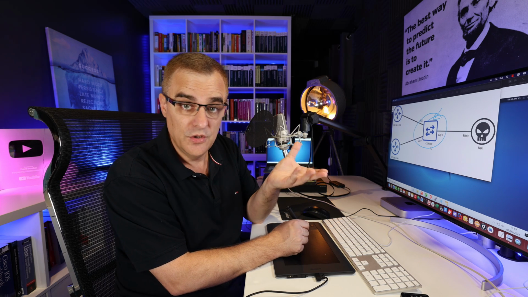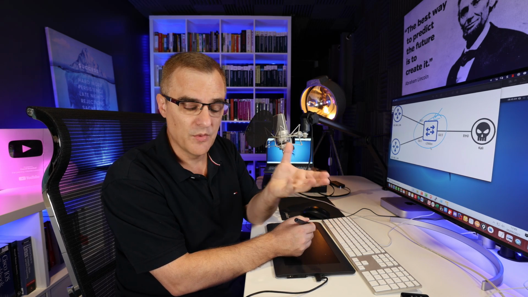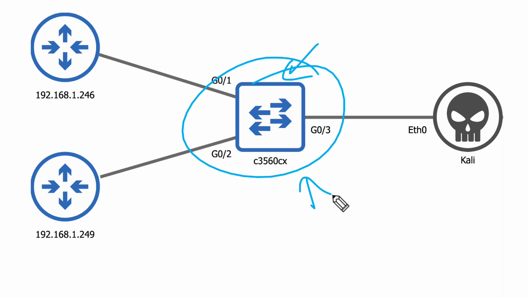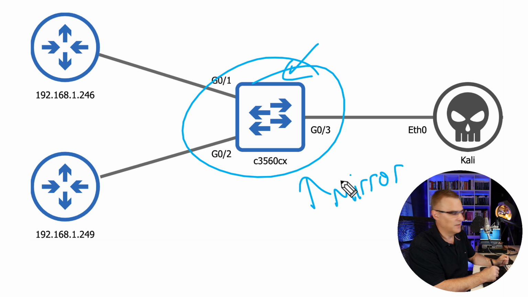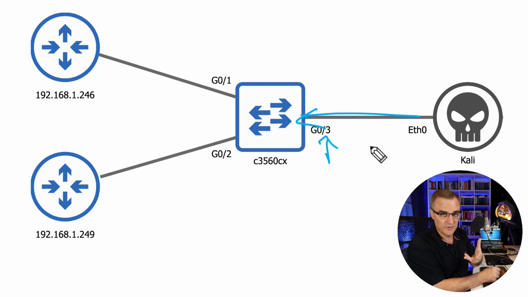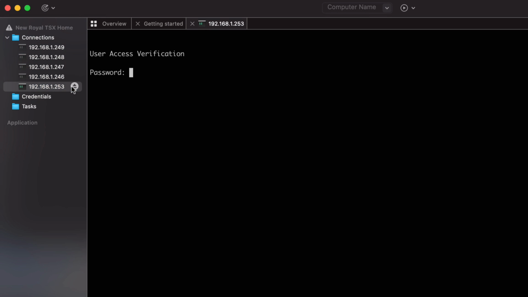So you could use a hub rather than a wiretap. The problem with hubs is they often only support 10 megabits per second. Or what I've done here is set up port mirroring, and I'm going to mirror traffic from gigabit 0/1 to the Kali device, and then configure this port to not only mirror traffic, but also receive traffic. So I'll connect to the 3560 switch.